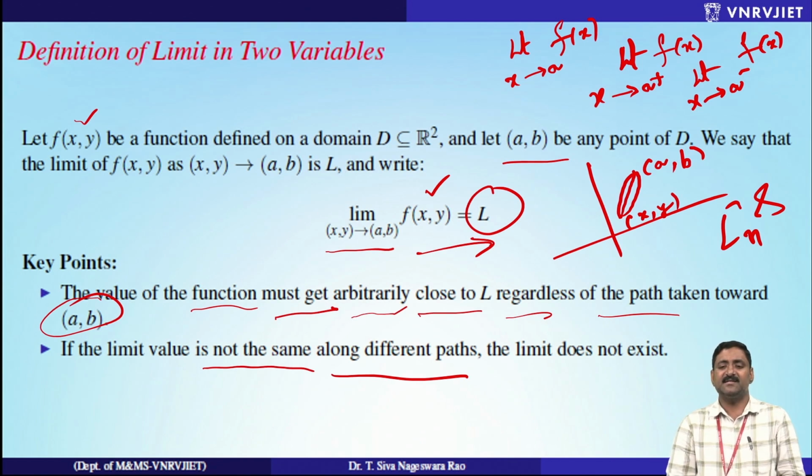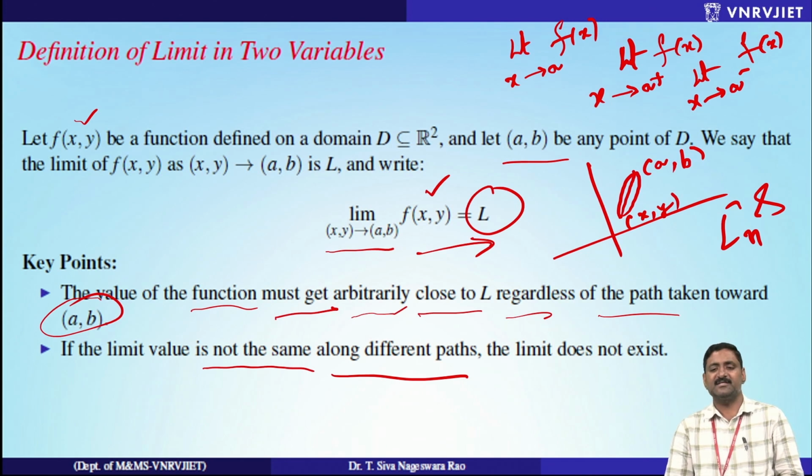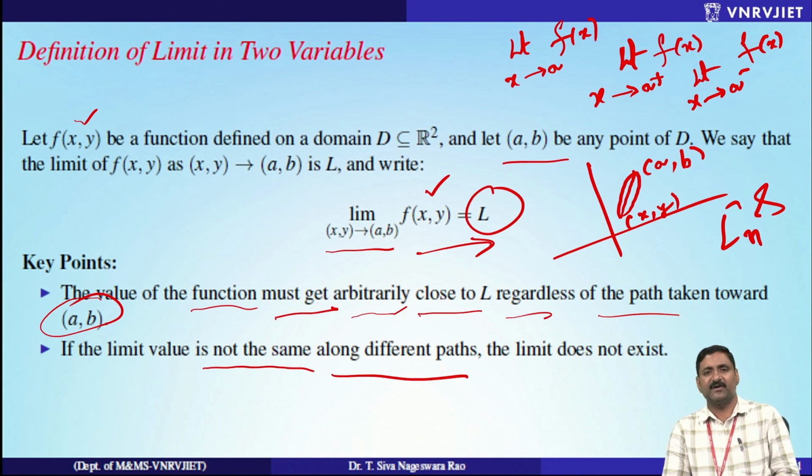So the concept of limit is completely different for a function involving a single variable compared to a function involving two or more variables. In the single variable case, we have only two directions: one is the right direction and the other is the left direction. But for a function involving two or more variables, the procedure is completely different.